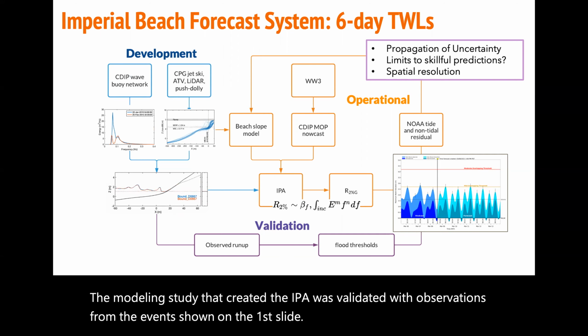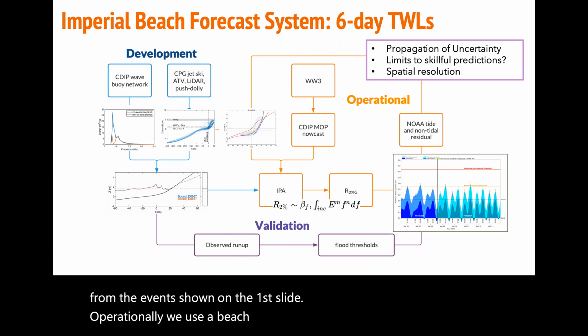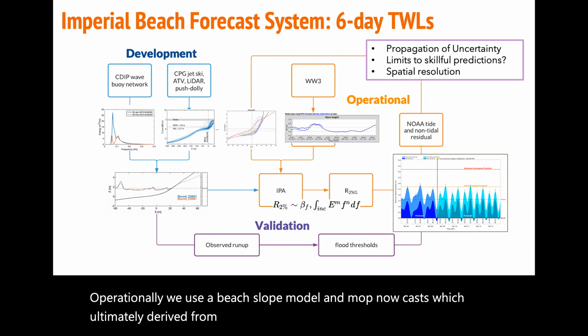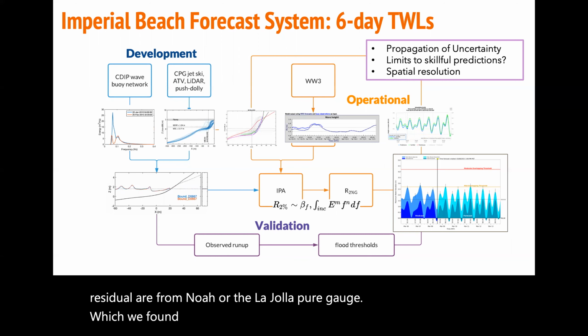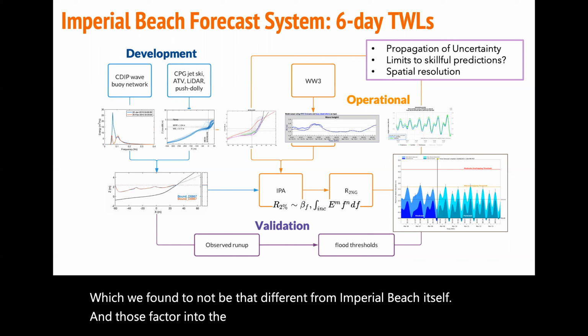Operationally, we use a beach slope model and MOP nowcasts, which ultimately derive from WaveWatch 3. And the tide and non-tidal residual are from NOAA, or the La Jolla Pier Gauge, which we found to not be that different from Imperial Beach itself. And those factor into the beach slope model and the total water levels in the final forecast.